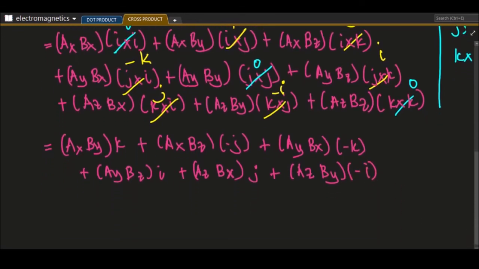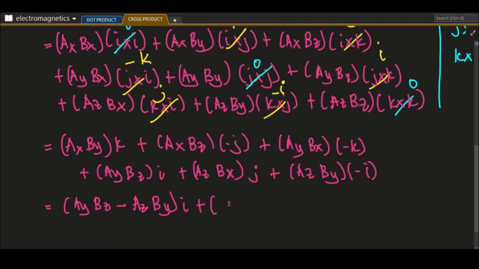So we just combine now like terms. First we'll go for the unit vector i. So we'll have a sub y b sub z minus a sub z b sub y, times i. Then we'll go to the unit vector j.